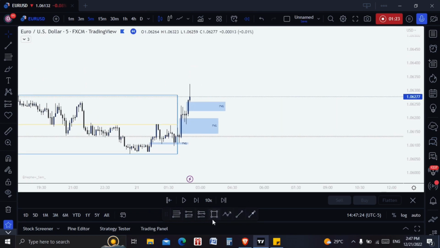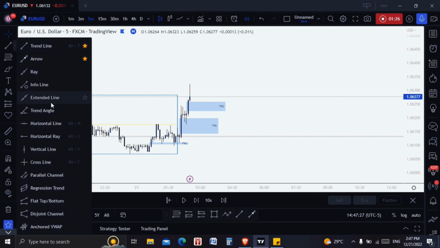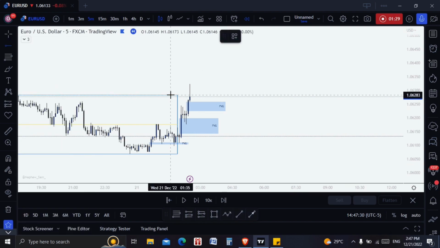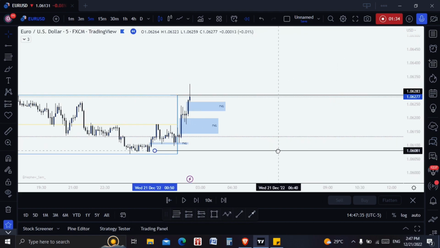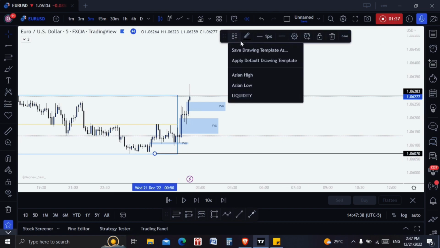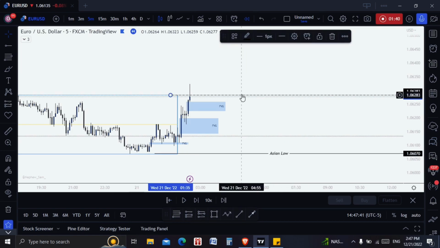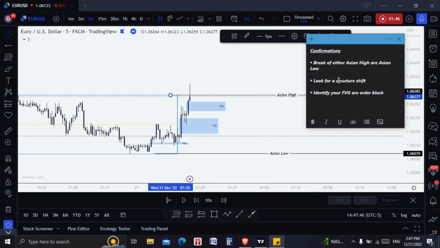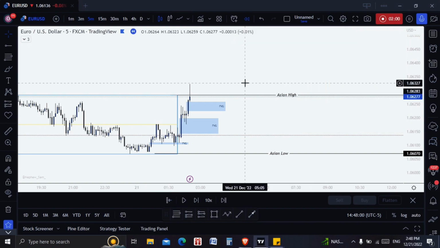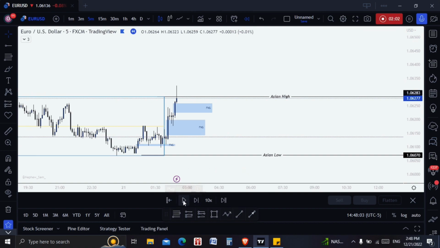As you all know by now how I trade, I would wait for either a break of the Asian high or the Asian low. And then after that we would look for a shift in the market. Then I would either identify a fair value gap or an order block. These are my three main confirmations. If they are not met, I will not be taking a trade. So let's see what happens in the market.